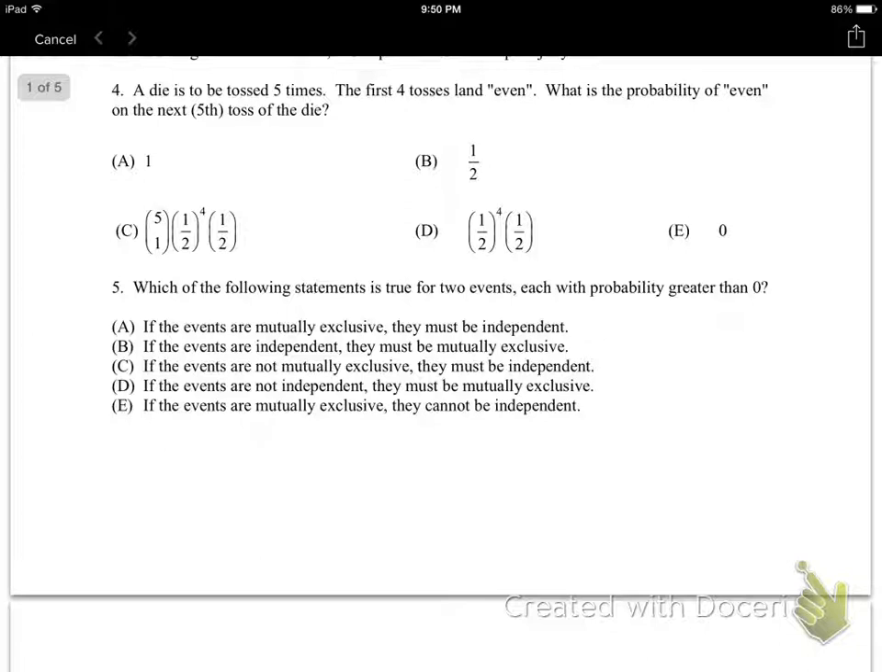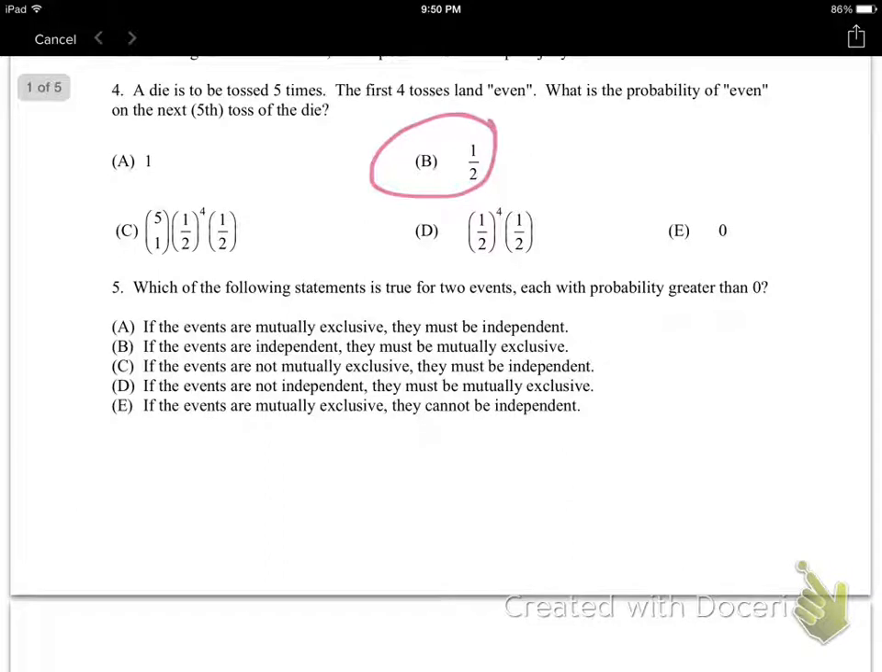So, okay, we're rolling a die. When I said tossing of the die, I got that bad, didn't I? Okay, so the deal here is we're rolling a die. And so every time the probability of getting an even is still the same. It's still 1/2. So the answer is B. And it's 1/2 because there's 3 out of 6.